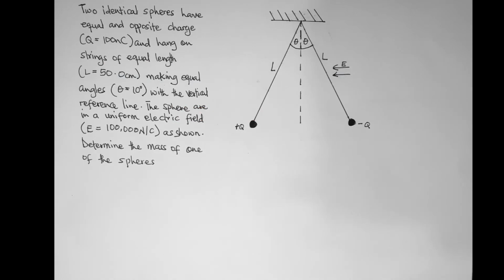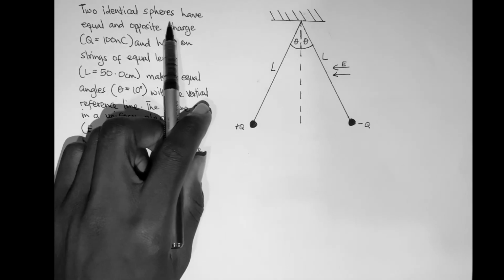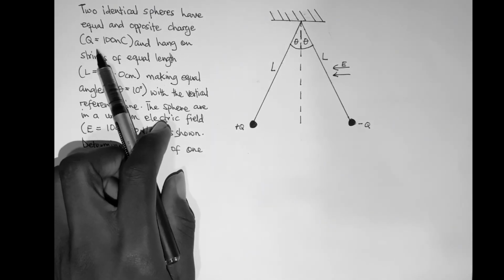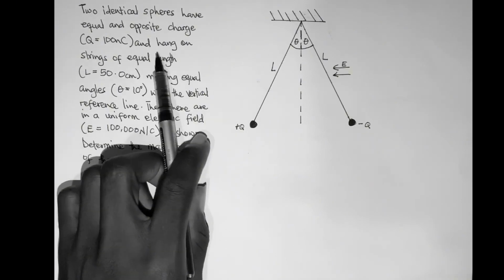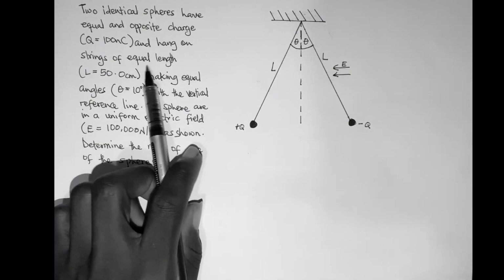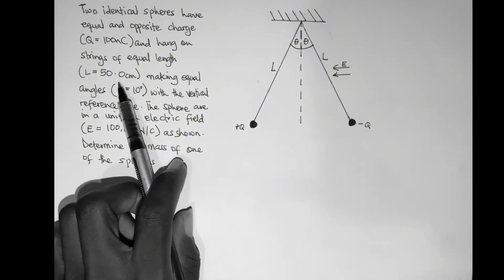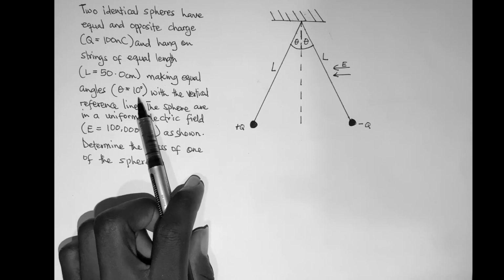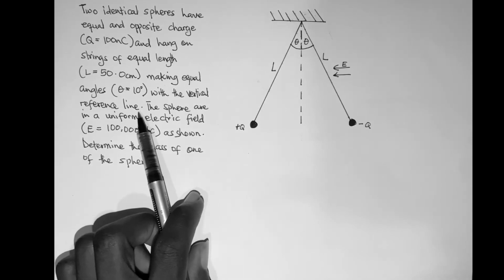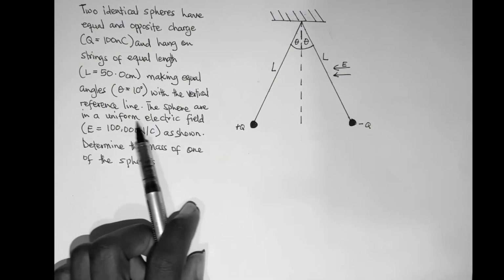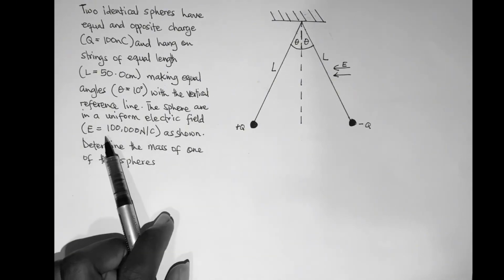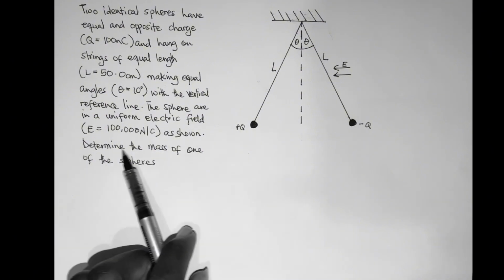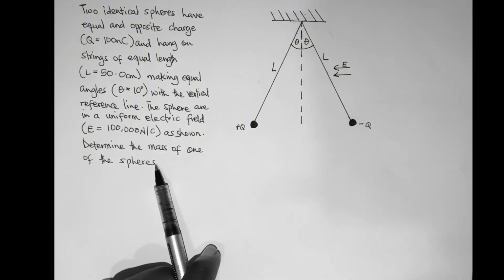Problem of the day. Two identical spheres have equal and opposite charge, where the charge q equals 100 nanocoulombs, and hang on strings of equal length, L equals 50.0 centimeters, making equal angles theta equals 10 degrees with the vertical reference line. The spheres are in a uniform electric field of 100,000 newtons per coulomb as shown. Determine the mass of one of the spheres.